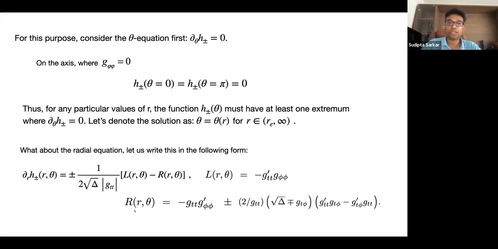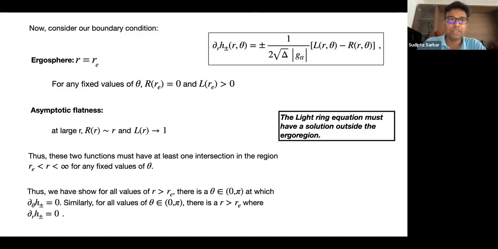Okay. What about the radial equation? We can show that the radial equations can be written into this form, where there is an L of r minus R of r, where R and L are given by this complicated expression. Now we use the boundary conditions. We prove that on the ergosphere, the capital R function will be 0 and L will be positive. So therefore, the entire del R derivative will be positive.